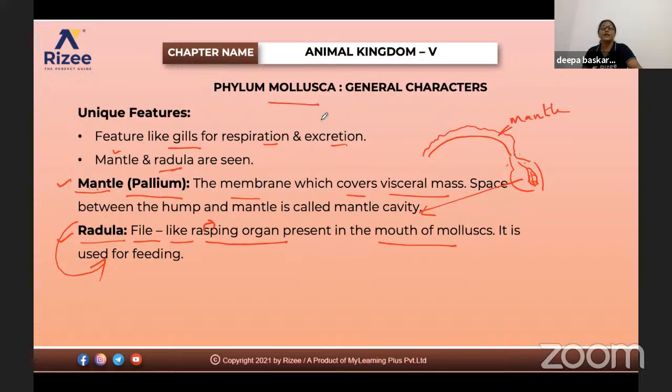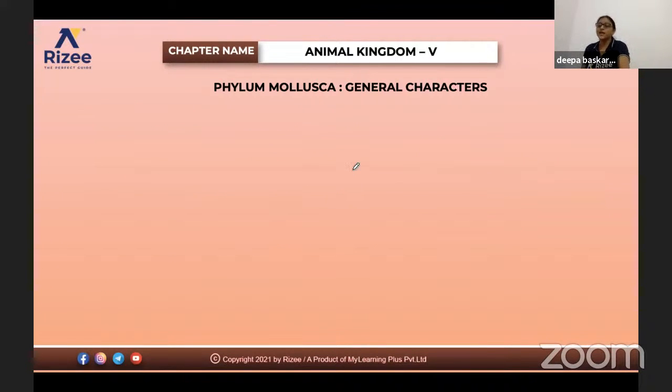Apart from that, the calcareous shell. Let us see other features also. As I told, mostly they are aquatic, this is the second largest animal phylum, and their body is always soft. To protect the soft body, they have a hard shell made up of calcium carbonate. And one more feature is they are unsegmented.